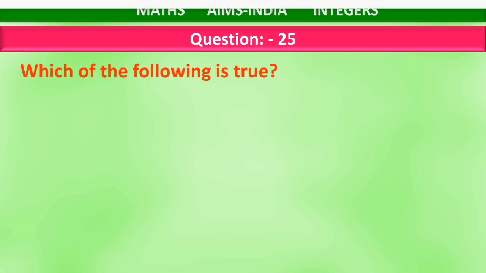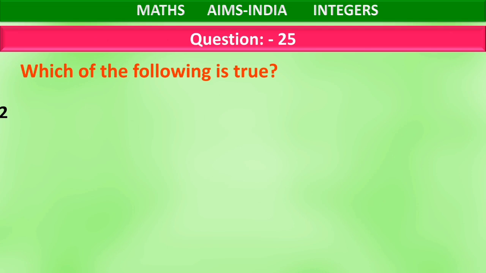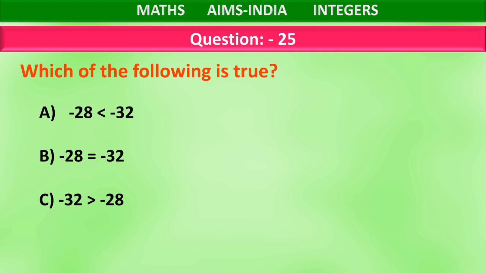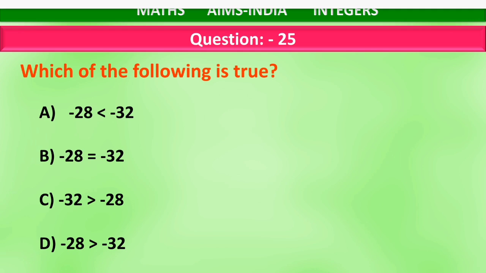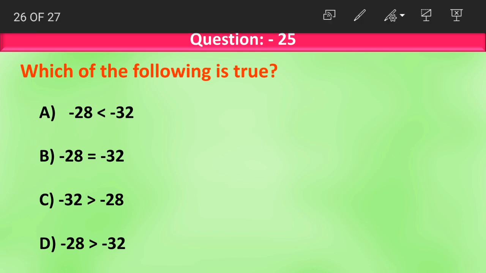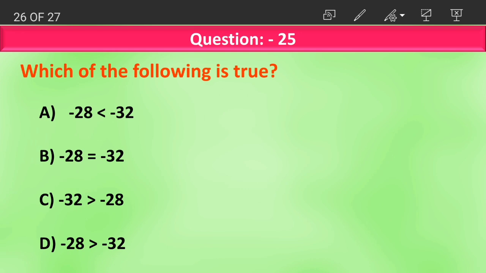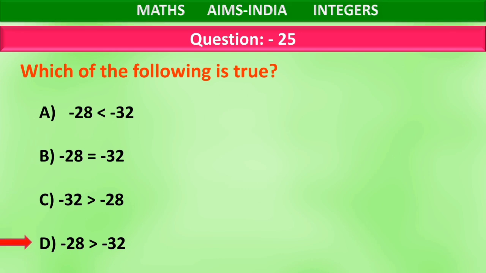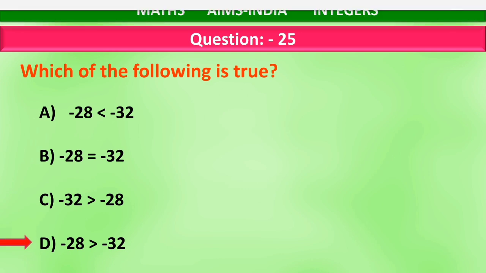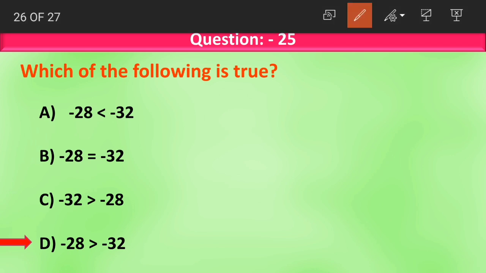The last question for today, question number 25. Which of the following is true? Option A, minus 28 is less than minus 32. Option B, minus 28 is equal to minus 32. Option C, minus 32 is greater than minus 28. Option D, minus 28 is greater than minus 32. The correct answer is what? Yes, the correct answer is option D. Minus 28 is greater than minus 32.